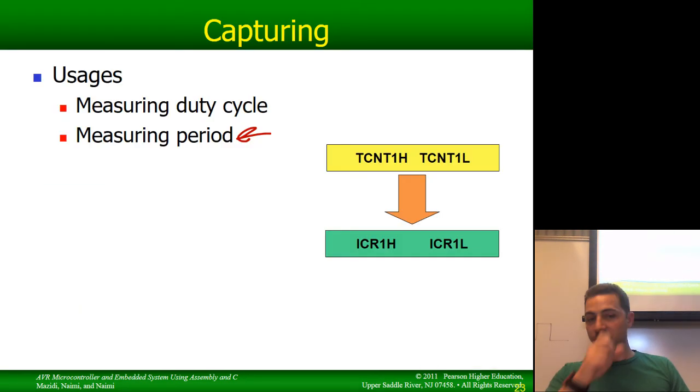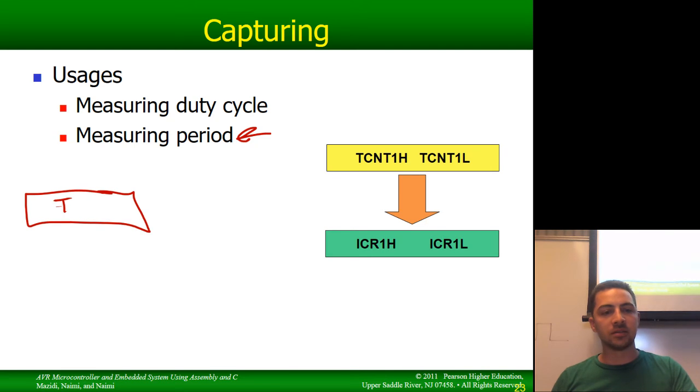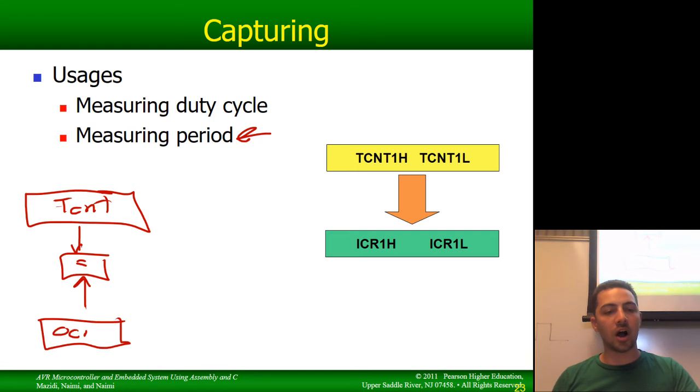Okay? But also period. And here's the deal. When we had a comparator, when we were running output compare, anytime the OCR register matched the free running counter, a flag was set. Right? We had free running counter, T count, a comparator happening here with an OCR register. It doesn't matter what channel or what timer. And then it would set a flag.